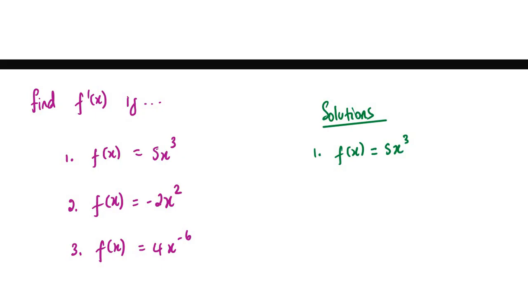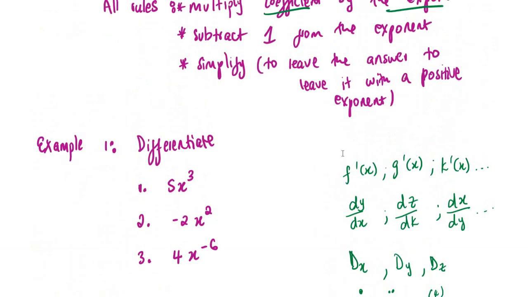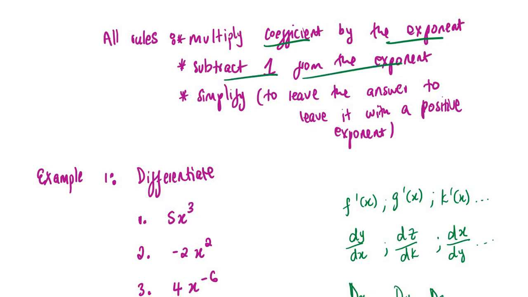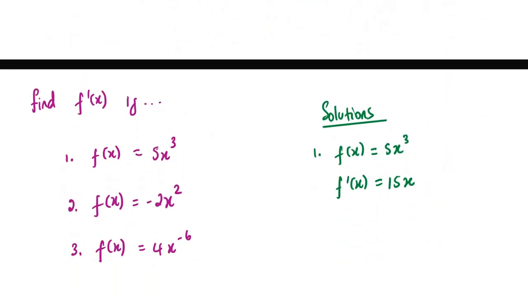To find f prime of x, I say 5 times 3, because we're multiplying the coefficients. 5 multiplied by 3 is 15. Perfect. Now that I've multiplied the coefficients, I should write the letter x. But here I must follow the rule. The rule says subtract 1 from the original exponent. Remember the exponent is 3. I must say 3 minus 1. Now 3 minus 1 gives me 2. And then I'm done. I found the derivative. Quite easy, ne? Let's go to number 2.